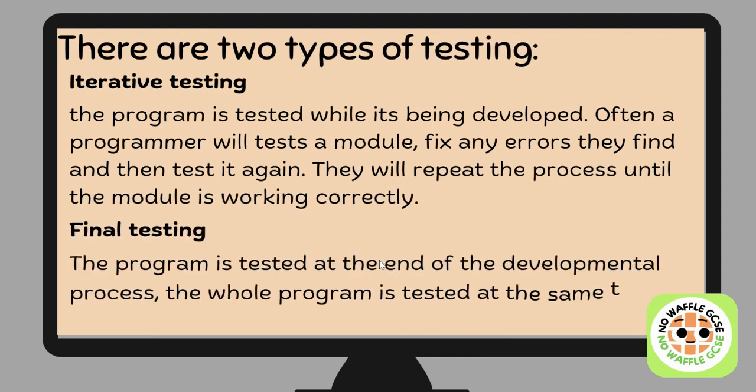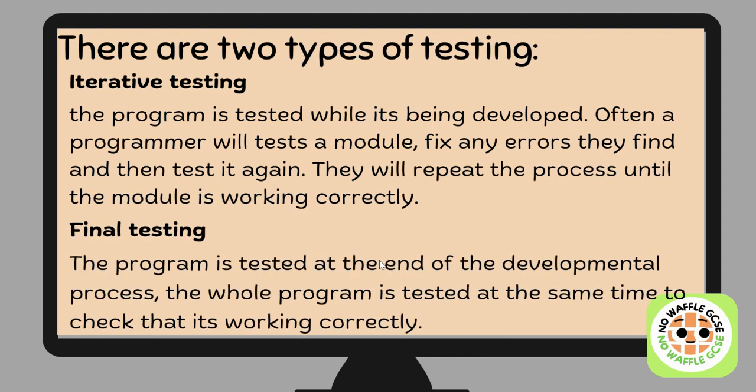Now, there are two types of testing that you also need to know about: iterative testing and final testing. So, iterative testing is when the program is tested whilst it's being developed, and often a programmer will test a module, fix any errors that they find in that module, and then test it again. They will then repeat the process until that module is working correctly, and then move on to the next module. With final testing, the whole program is tested at the end of the developmental process, and the whole program is then tested at the same time to check that it all works together.